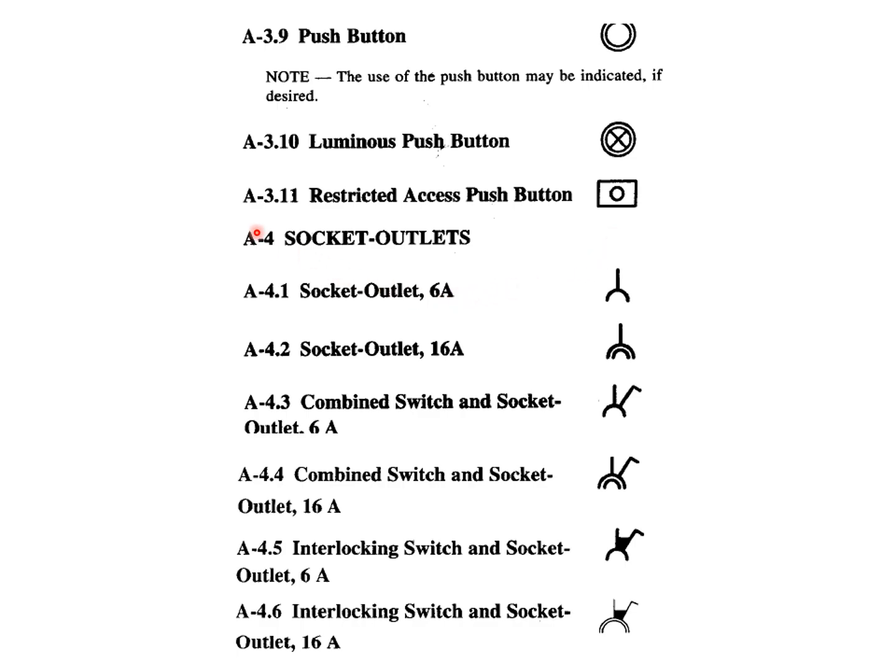Socket outlets are generally shown in electrical circuits, and they may be 6 ampere or 16 ampere, previously called 5 ampere or 15 ampere. They are shown like this: 6 ampere by this, 16 ampere by this. A combined switch and socket is shown by this type of symbol if it is 6 ampere. In 16 ampere, it is shown by this symbol. Interlocked switches of 6 and 16 ampere are shown like this.